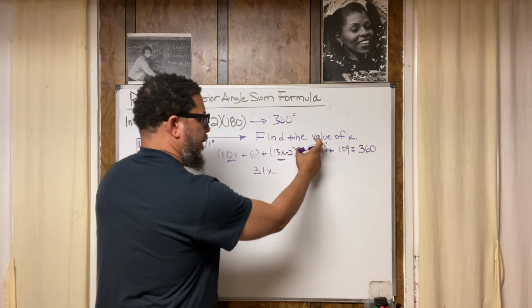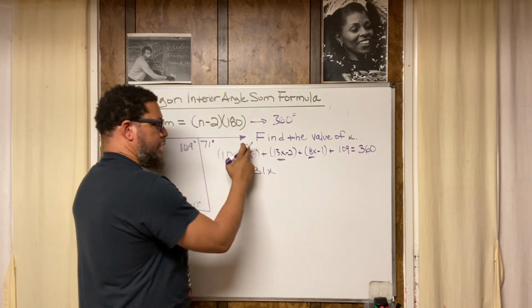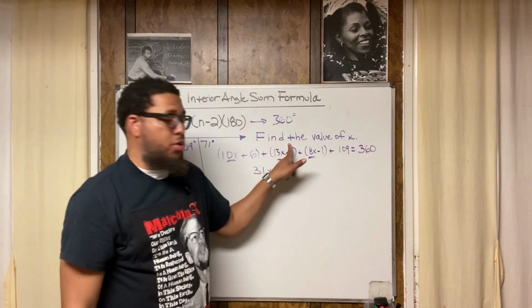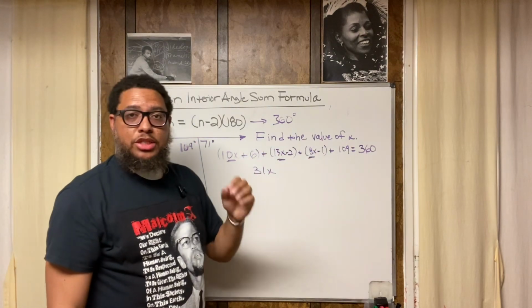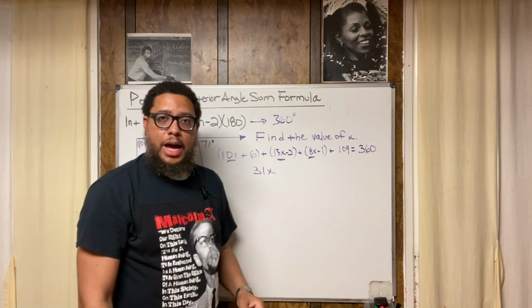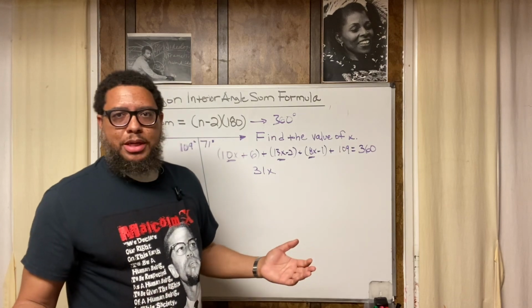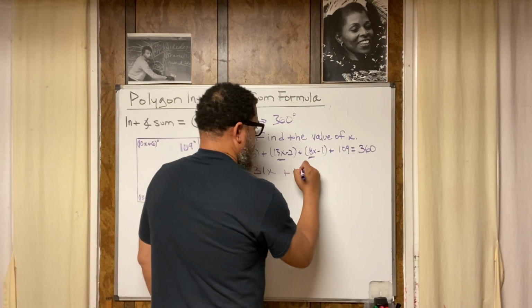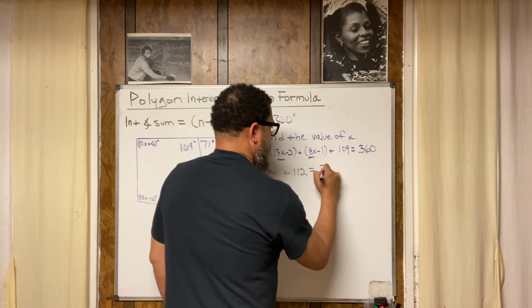6, -2, -1, 109. So we got 6 minus 2 is 4. Or 6 plus -2, that's 4. 4 plus -1, that's 3. 3 plus 109, we got to know how to do basic arithmetic, people. All right, 3 plus 109 is 112. So now you got plus 112 is equal to 360.